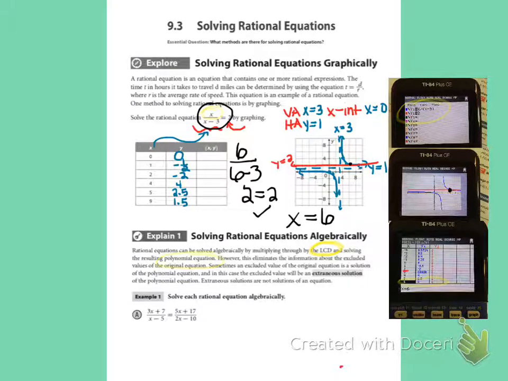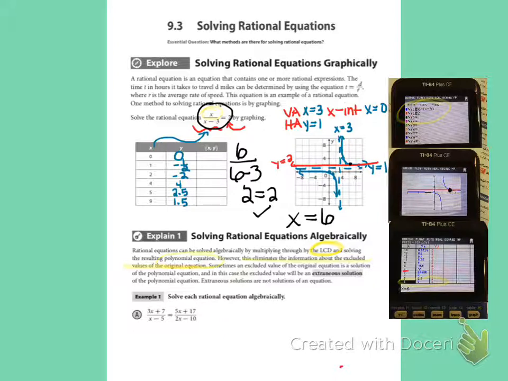That means it could be a cubic one, it could be quadratic, it could be linear, whatever. Now, one of the things we have to be cautious about is that this eliminates the information about the excluded values of the original equation, and so sometimes that could produce a solution that in fact doesn't really work back in the original equation.